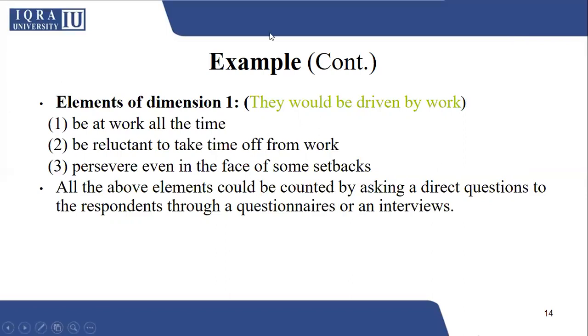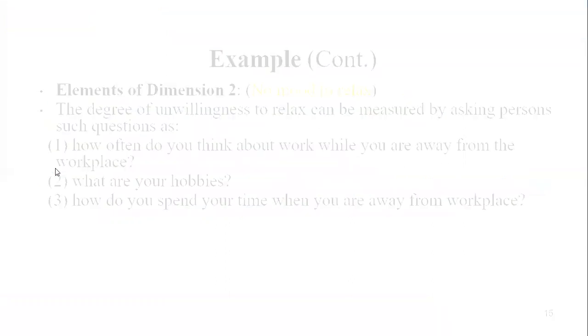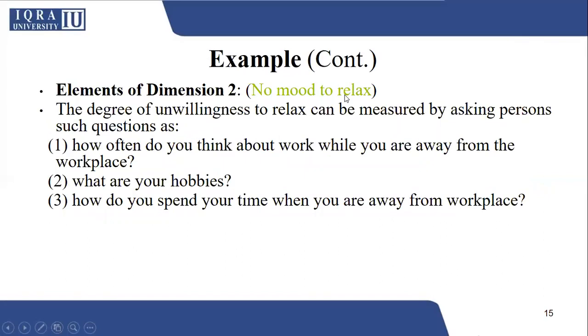This was the first dimension of achievement motivation, which is further broken down into 3 elements. Dimension number 2, no mood to relax. What possible elements could be there? The degree of unwillingness to relax can be measured by asking people such questions as: how often do you think about work while you are away from the workplace? What are your hobbies? How do you spend your time when you are away from the workplace? Now, these three questions, these three items, these three elements are addressing this dimension, no mood to relax.